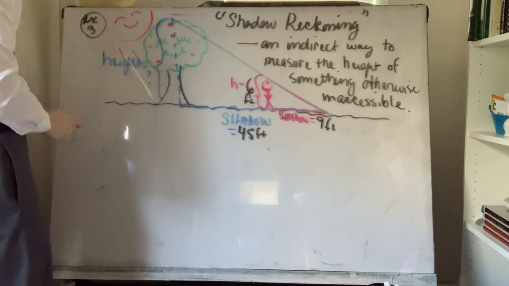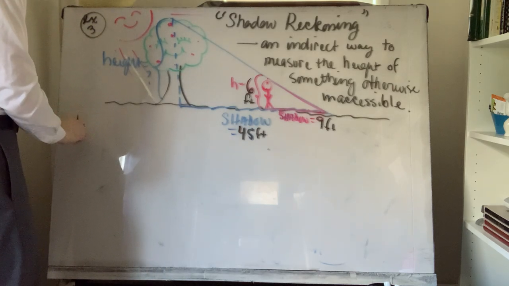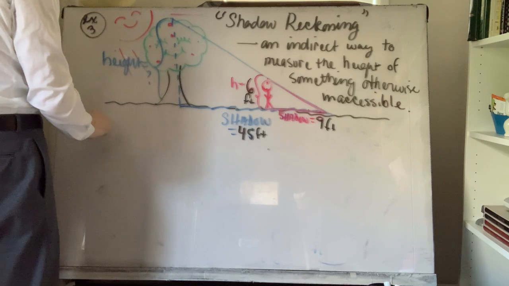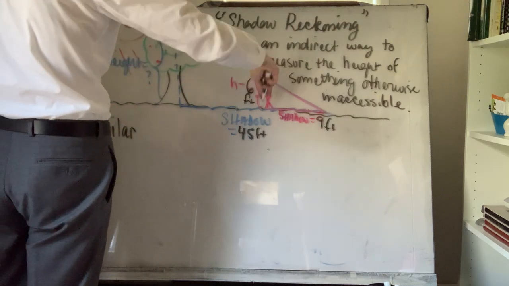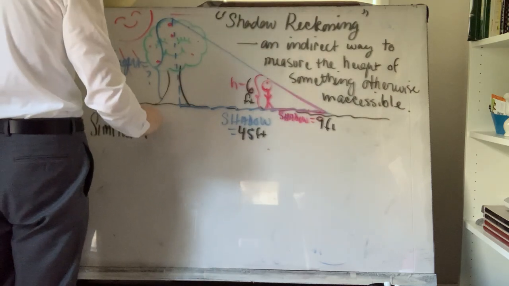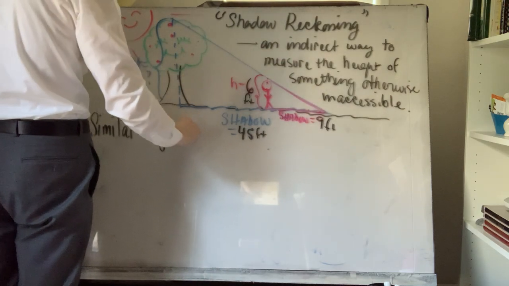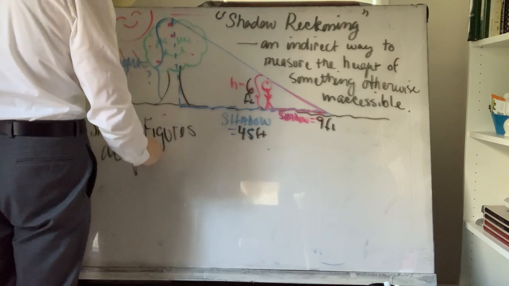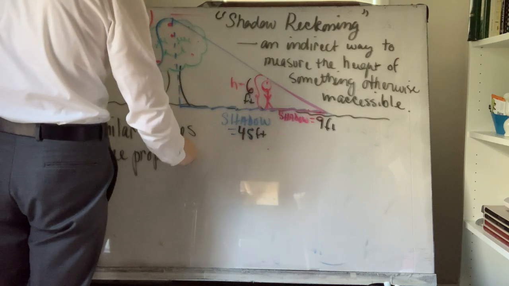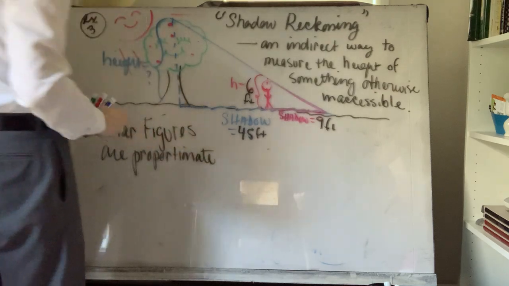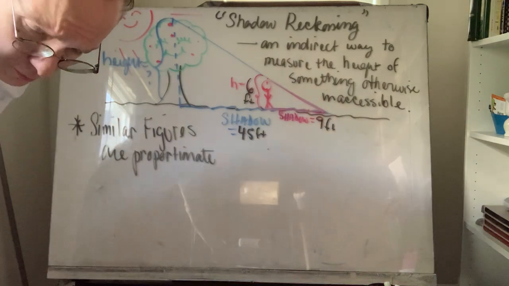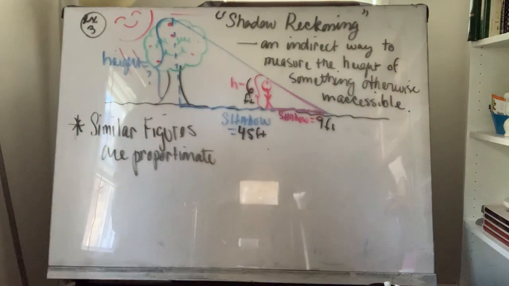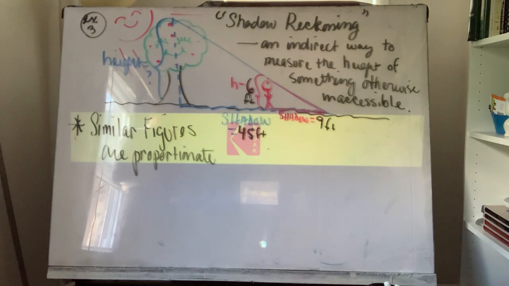Anyhow, you can engage in shadow reckoning by taking advantage of the fact that similar figures, as you see this blue triangle and this red triangle superimposed within it, are proportionate. Therefore, we could write a proportion equation. So I will turn this back on for a moment, and go back to that little model from earlier.